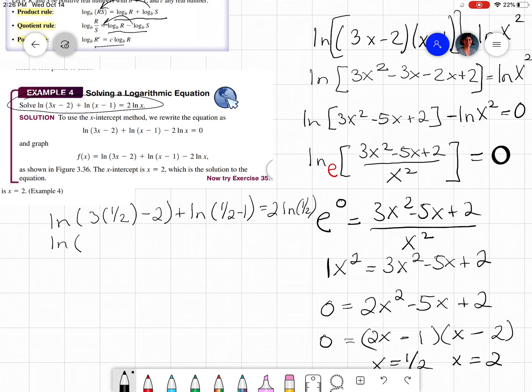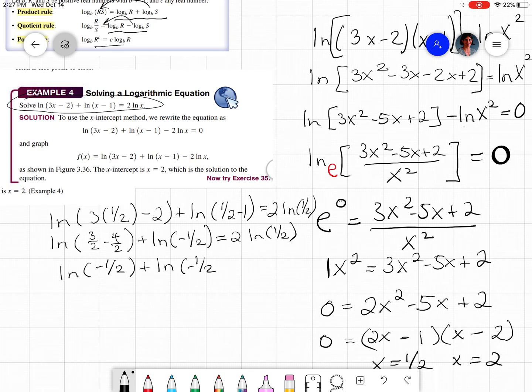So I'm going to have 3 halves. I'm going to go ahead and convert that 2 to be 4 halves, plus the ln of negative a half. I can do that subtraction really fast. 2 ln of a half. So now I'm going to have ln of negative 1/2 plus the ln of negative 1/2 equals 2 times the ln of a half.